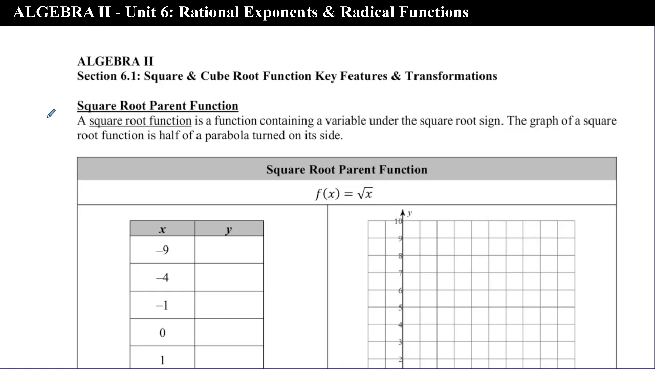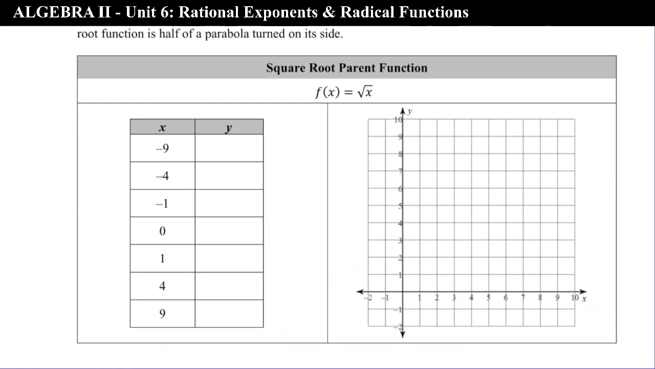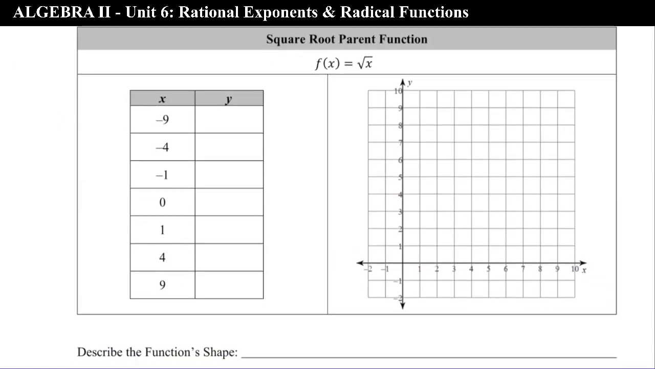So let's start with a square root parent function. A square root function is a function containing a variable under the square root sign. The graph of a square root function is half of a parabola turned on its side. So let's take a look at the graph and see how that comes to be.